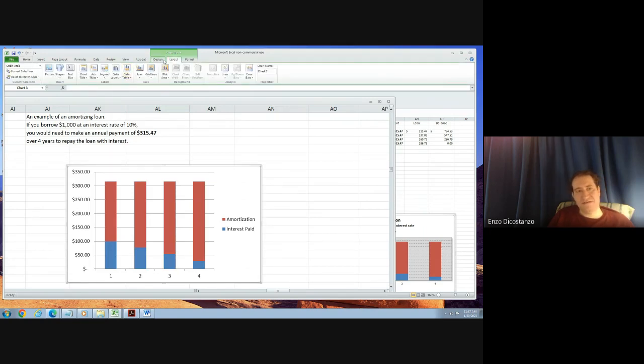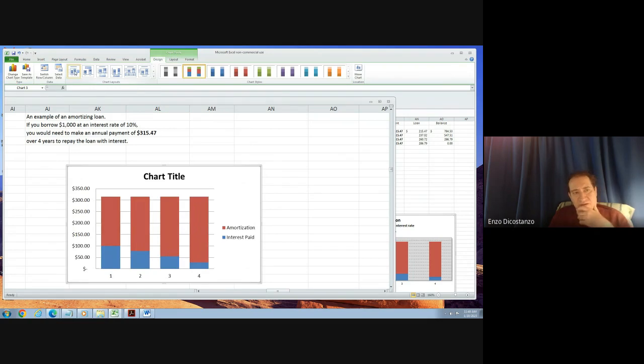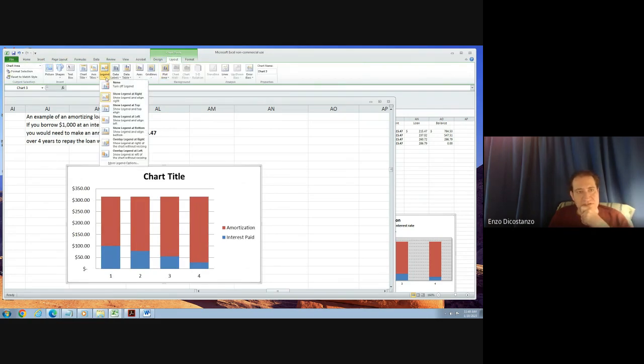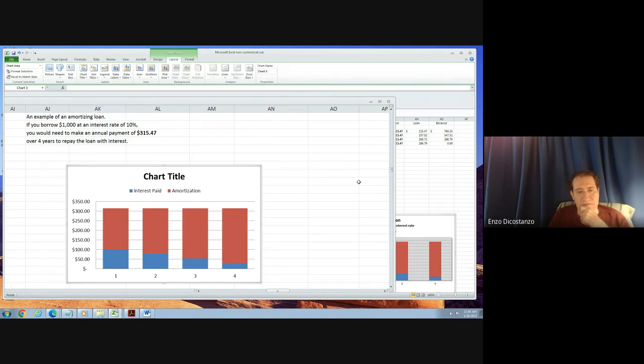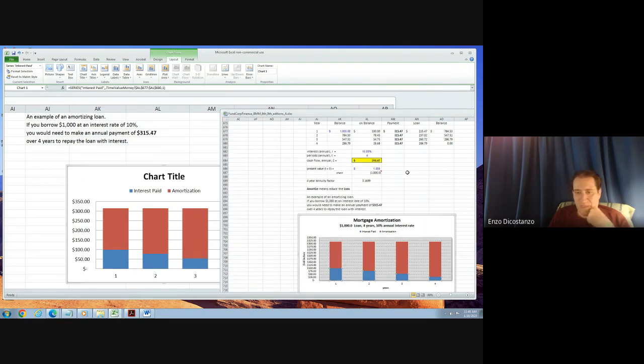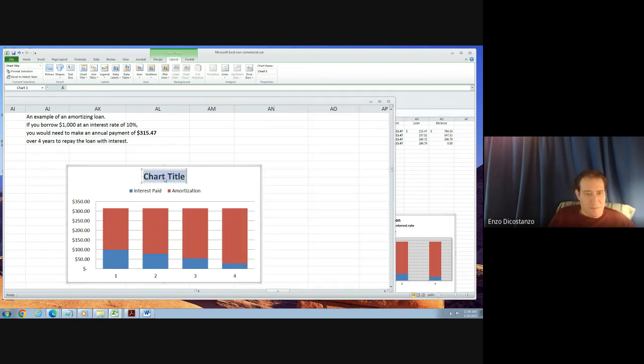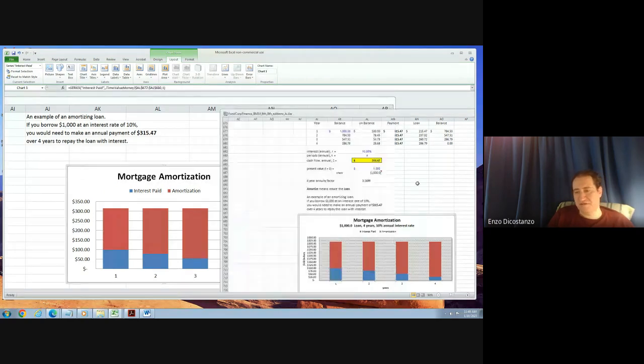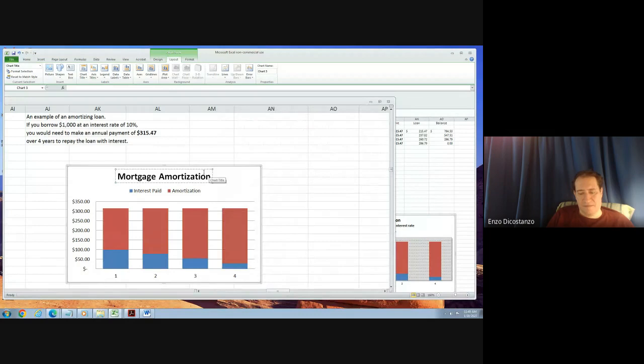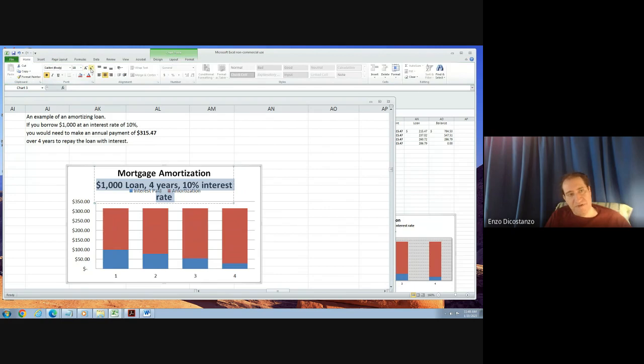So this is design, something like that. Titles. You can do legend top. Okay. This is mortgage amortization. And then we had a $1,000 loan, 4 years, 10%. And this would be a little bit smaller.